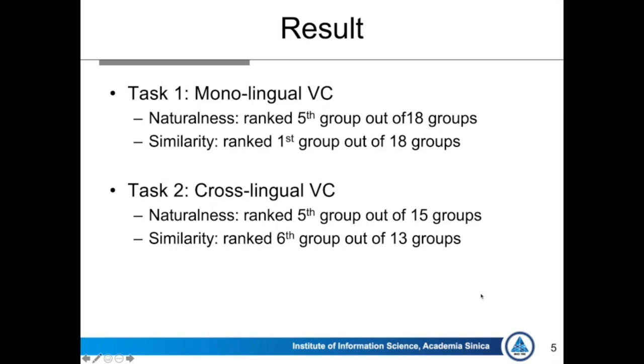Finally, here is our result. For task one, our naturalness is ranked 5th out of 18 groups. Similarity is ranked 1st out of 18 groups. For the second task, our naturalness is ranked 5th out of 15 groups. Similarity is ranked 6th out of 13 groups.